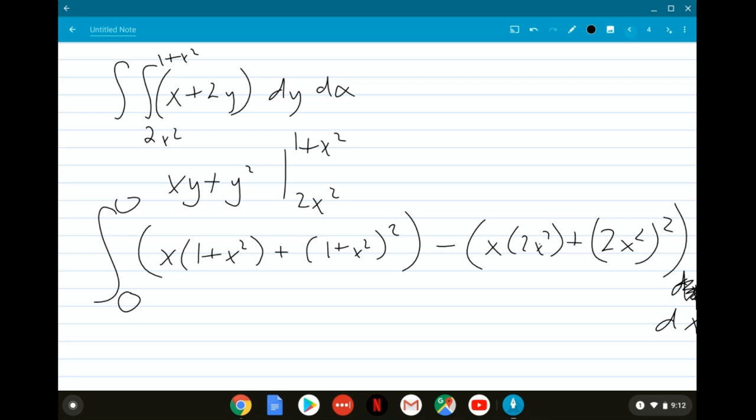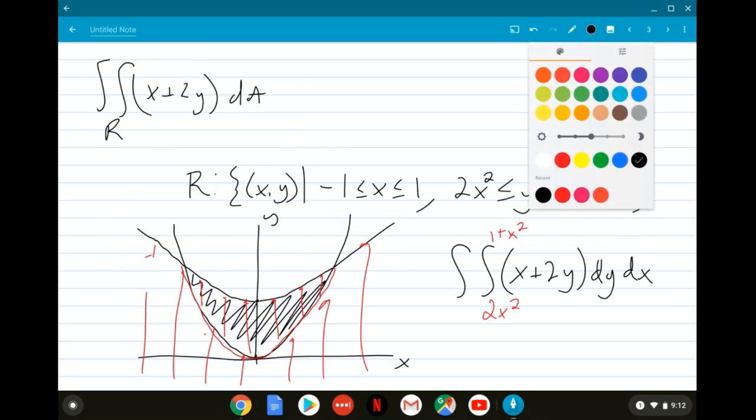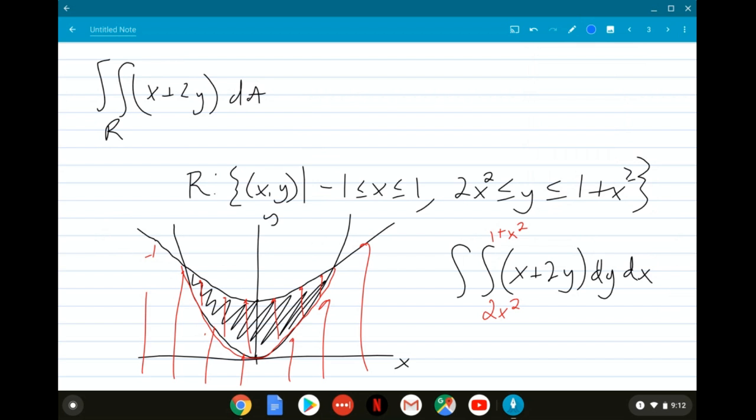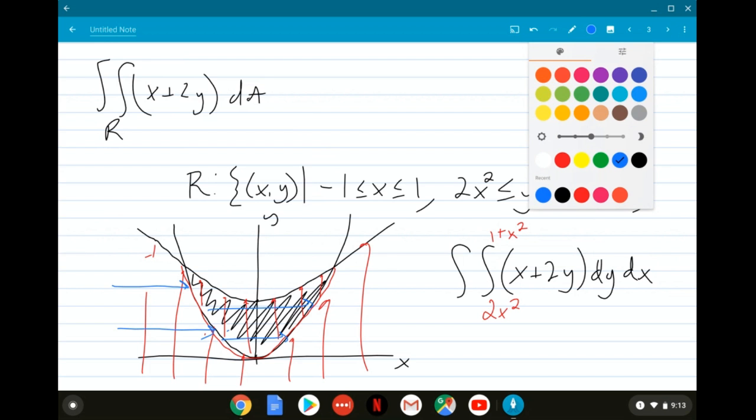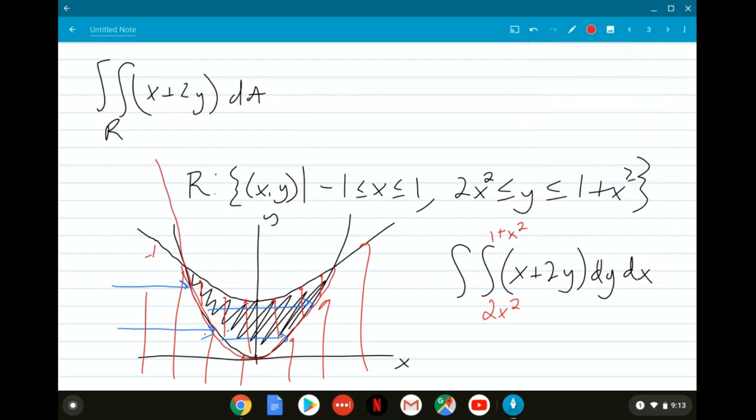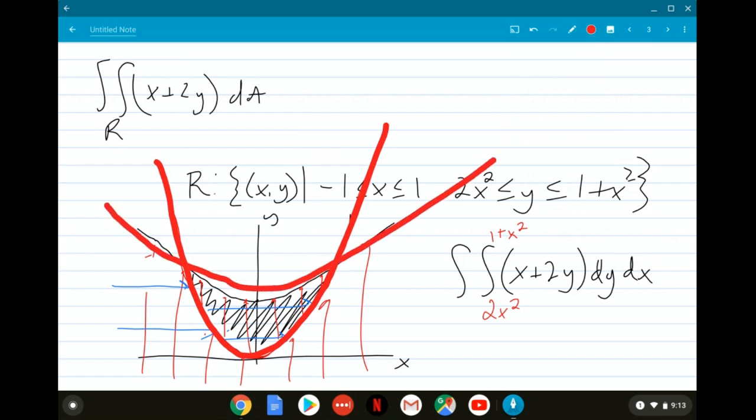So let's go back to the picture. And we're going to do sort of the same argument that we did before. y went from 2x squared to 1 plus x squared. That's where we enter and exit. But now we move parallel to the x-axis, and we do kind of a similar thing, but also different. Once you've established your first integration bounds, you are guaranteed to be between these two curves. So by integrating from 2x squared to 1 plus x squared, we have to be between the two.